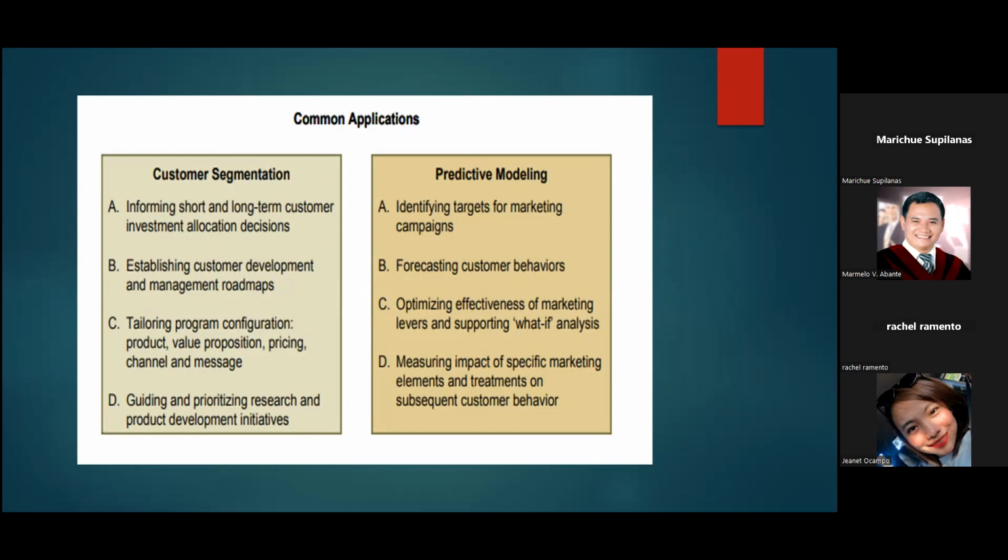Letter B, forecasting customer behaviors. Predictive modeling techniques can be used to estimate lifetime customer value as well as many other key profit-impacting customer behaviors: product purchase propensities, expected purchase cycles, aggregate spending levels, customer loyalty, and customer support and service usage. For letter C, optimizing effectiveness of marketing levers and supporting what-if analysis.